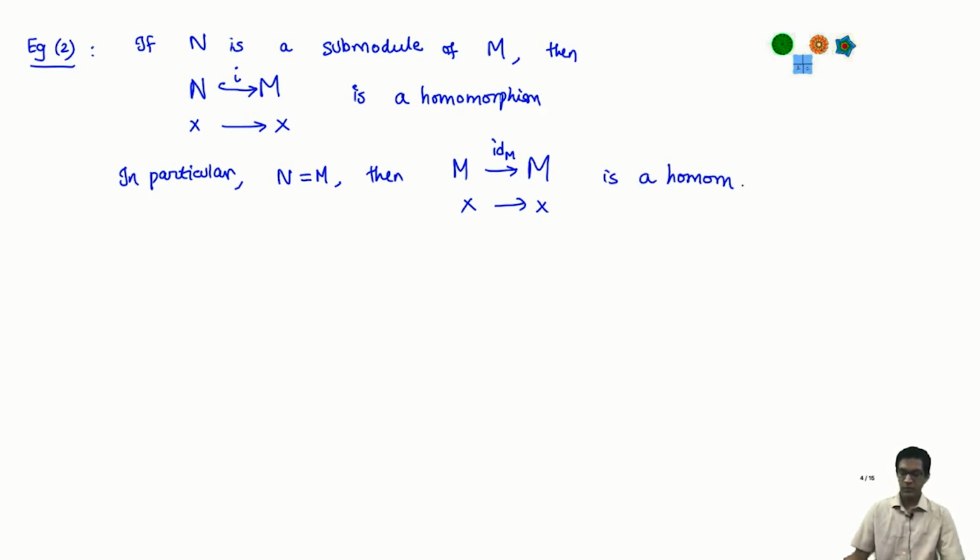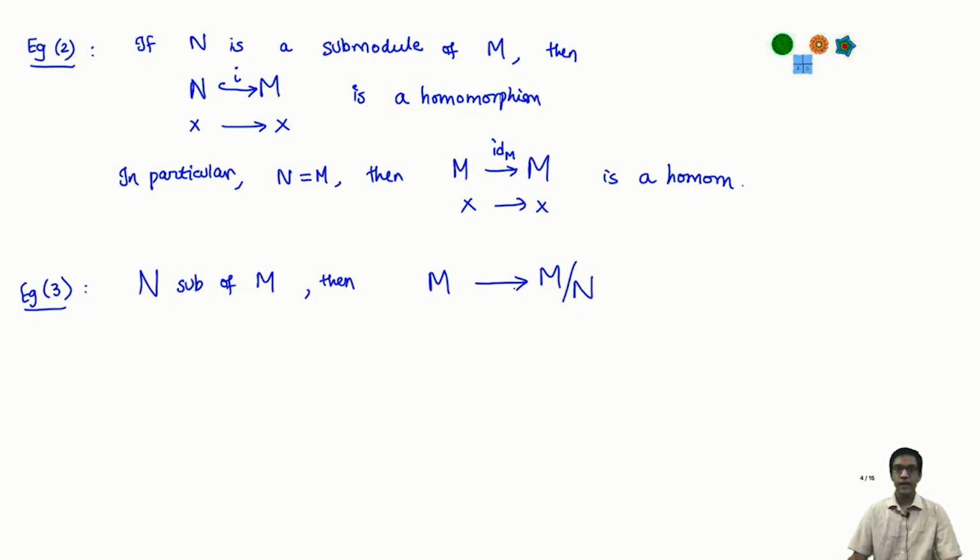Okay, so the identity homomorphism or the inclusion homomorphisms. Now example 3, let's take the same setting as before. If N is a submodule of M, then I consider the quotient. Recall we talked about the quotient M by N, which is the set of all cosets of N in M.